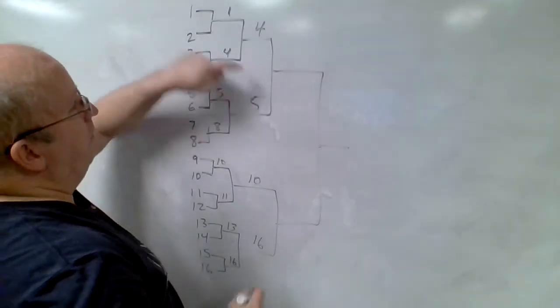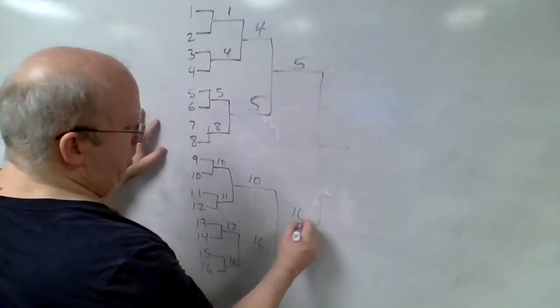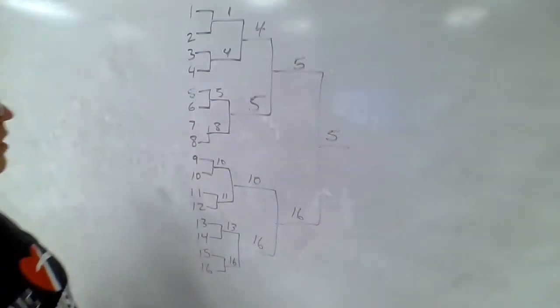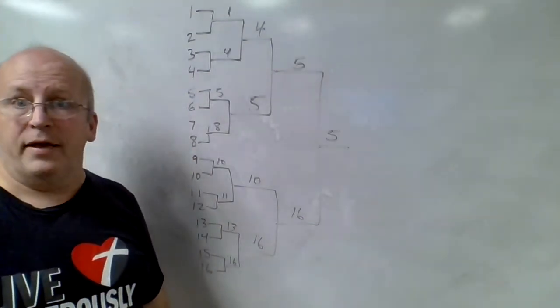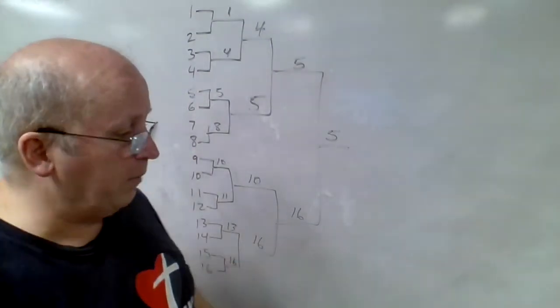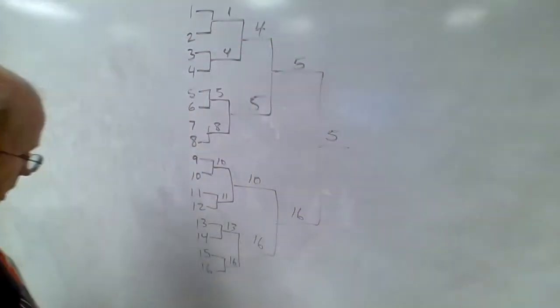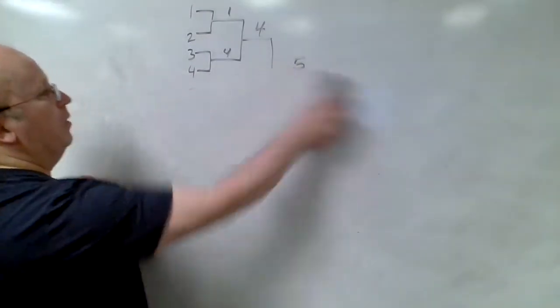Then in this game between these two teams, let's have Team 5. And here Team 16 won. And finally the champion was Team 5. Well, I'm going to have to add up all the games that were played, because that's what the problem's asking you to do. Let's move on to the next problem.